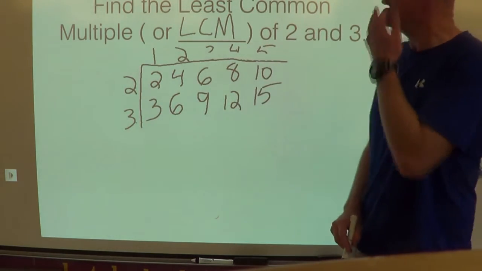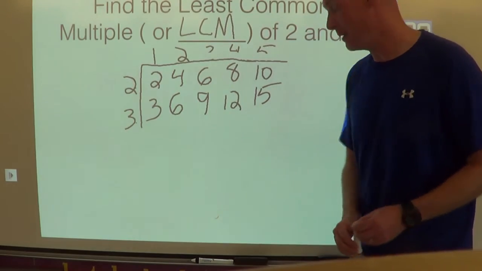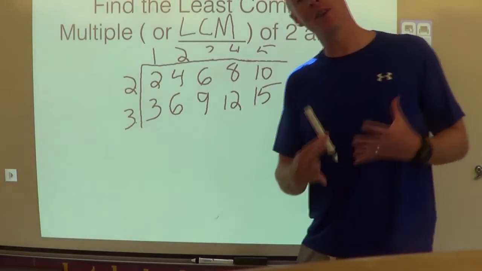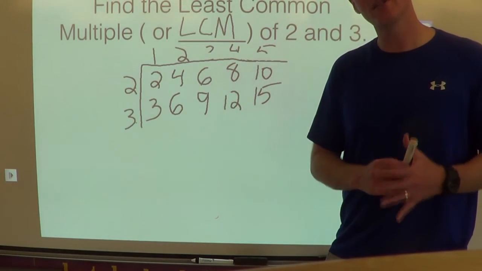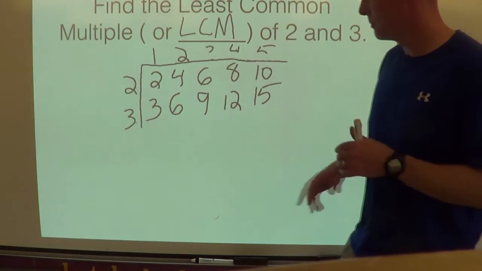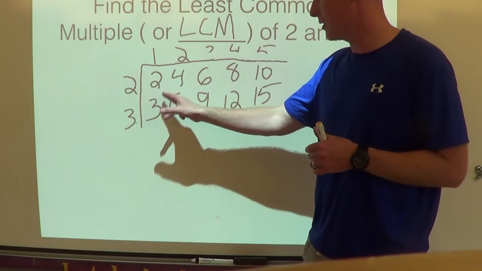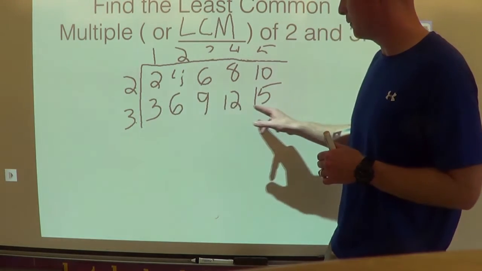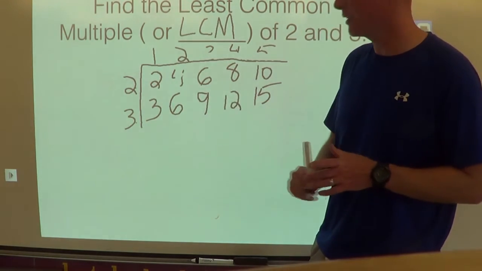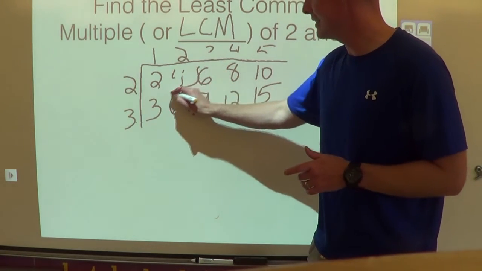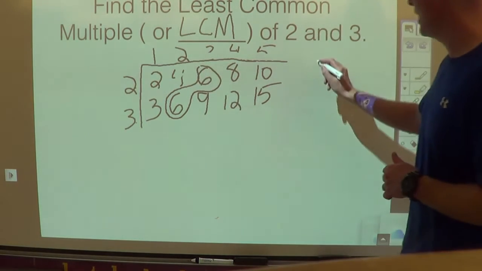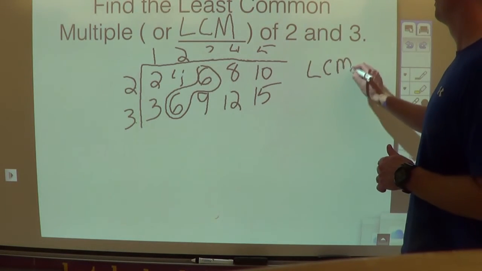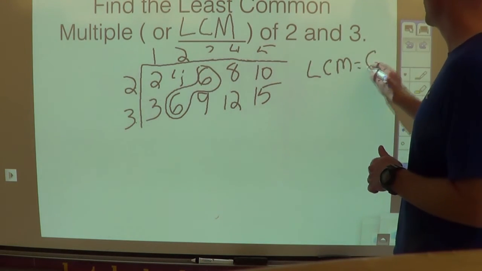Perfect. Now, to find the least common multiple, you have to look and say, okay, now I have my chart done. Where is the first time that they match? Well, I see a 2 and a 3. That doesn't match. 4, no 4. Ooh, but I have a 6. Notice how there's a 6 and a 6 here? Therefore, my LCM is going to be equal to 6.